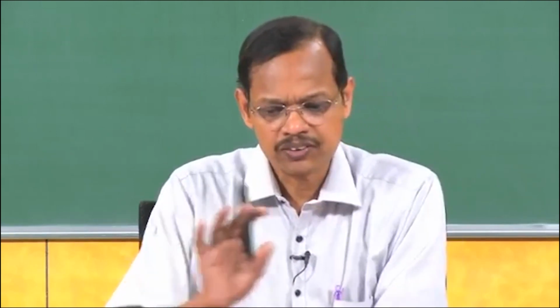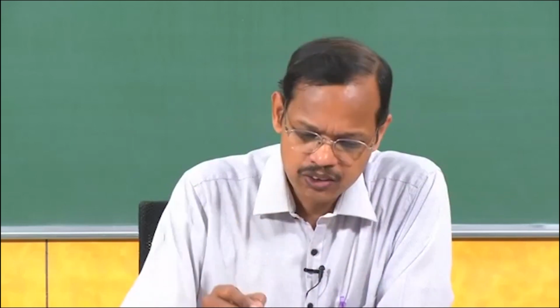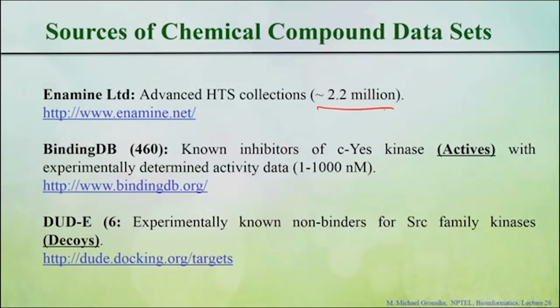So, how to do this? First we get the ligands. From Enamine we get 2.2 million compounds. Then to see whether these compounds have any similarity, or how we can identify the inhibitors for the CS kinase, we check the BindingDB. In this case, we have the actives already reported, in the 1 to 1000 nanomolar range.